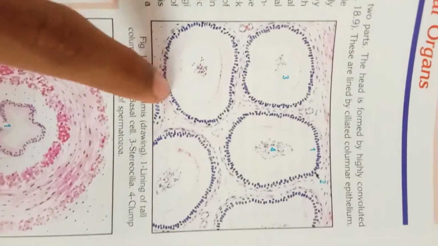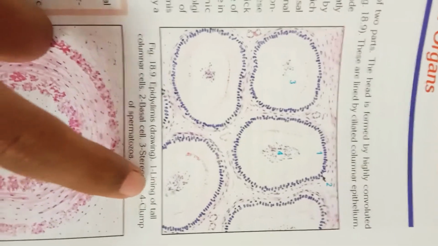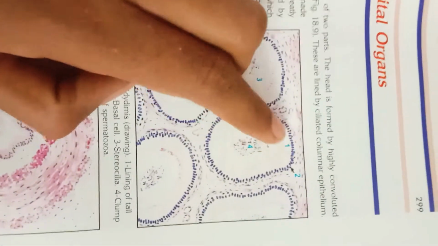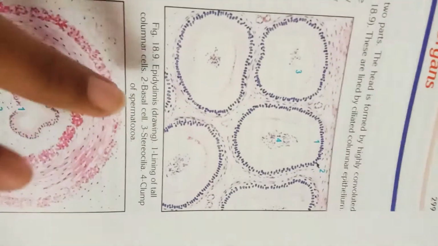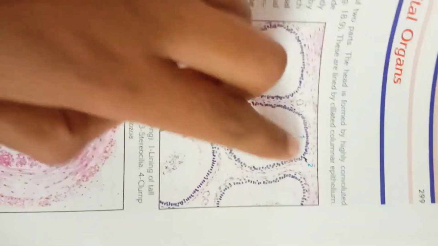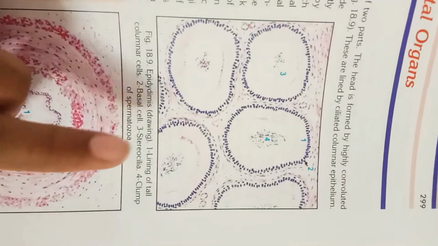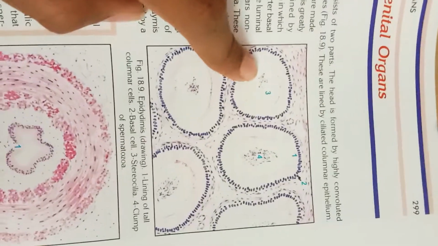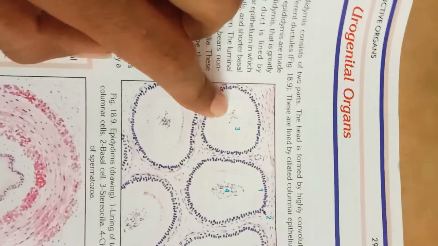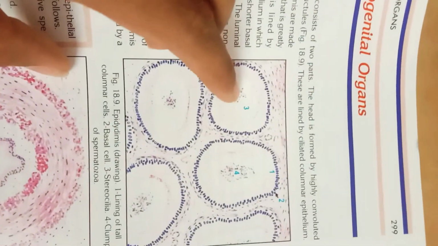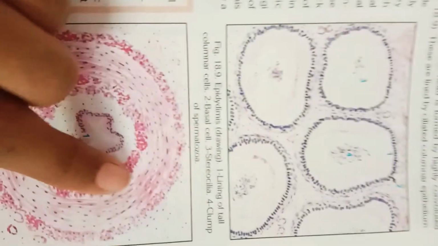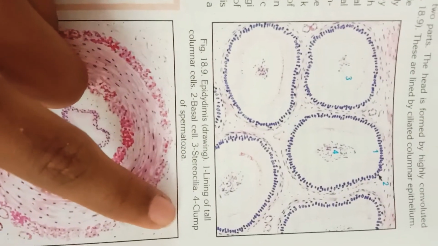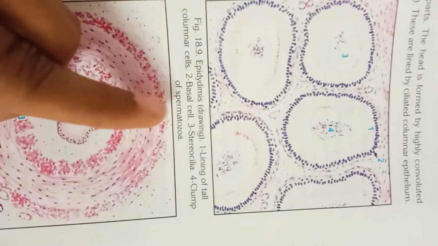Before that, let us check out the structure of the epididymis. First one is the lining of tall columnar cells. So the outer lining is by tall columnar cells, and second we have the basal cells. These are the basal cells which are present here, and 3 is the stereocilia. If you remember, stereocilia are nothing but microvilli, not cilia, though the name is stereocilia. These are nothing but long microvilli. So these are non-motile structures, and we also have a clump. Fourth one, you can see the clump here in the middle. The clump is mainly made up of spermatozoa.